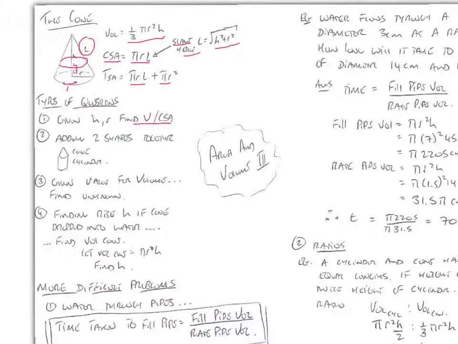Sometimes they'll add two shapes together, like a cone and a cylinder, and ask you some questions around that using the formulas. Or you're given the actual value of the volume for the cone, and you have to find some other unknown. And like the sphere and the cylinder, sometimes we have to find the rise h if a cone is dropped into water in a cylinder. So like we did with the sphere, we find the volume of the cone, we let that volume equal the volume of the cylinder it's being dropped into, and we find h.